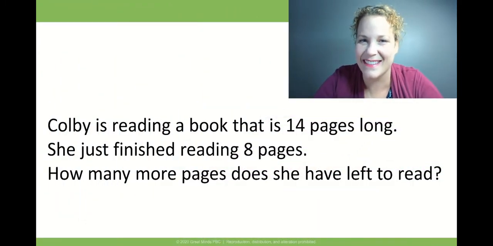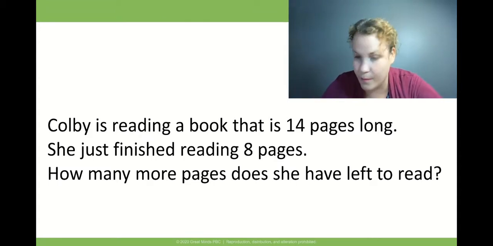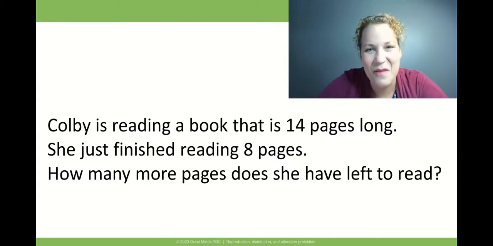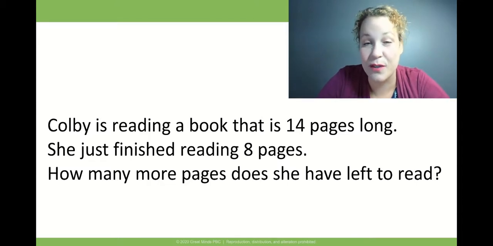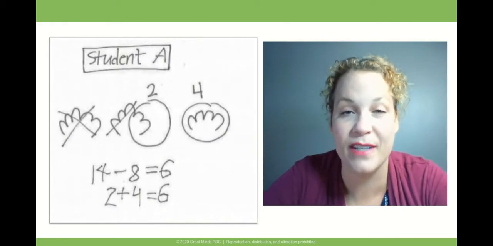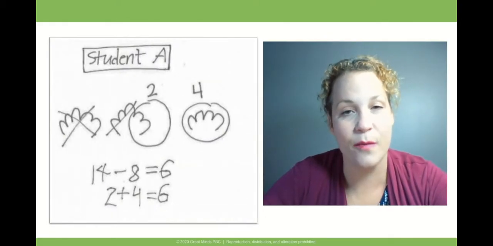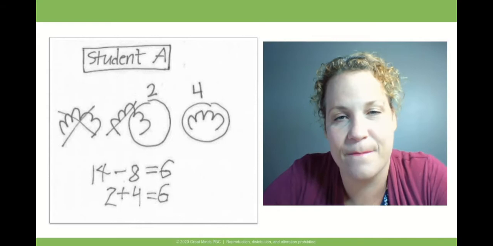Push pause and draw a picture and write a number sentence to find out how many more pages she has left to read. Push pause now. Oh, hi, welcome back. While you were working, I collected some student work samples for us to take a look at together. Let's start with student A's work. Take a moment to examine the work.